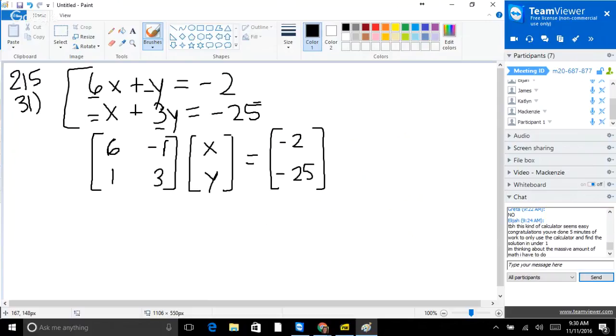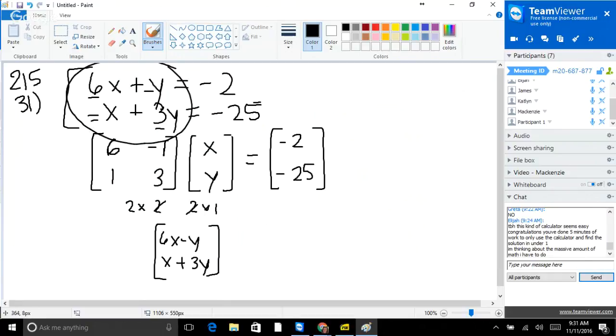So just to prove it, if you multiply this back out, you have a 2 by 2 matrix times a 2 by 1 matrix. You're going to end up with a 2 by 1 matrix, right? And you're going to get 6 times x minus y. That's our first row, first column. And our second row is going to be x plus 3y. So I just wanted to prove that when you multiply that back out, you end up with these same 2 equations.